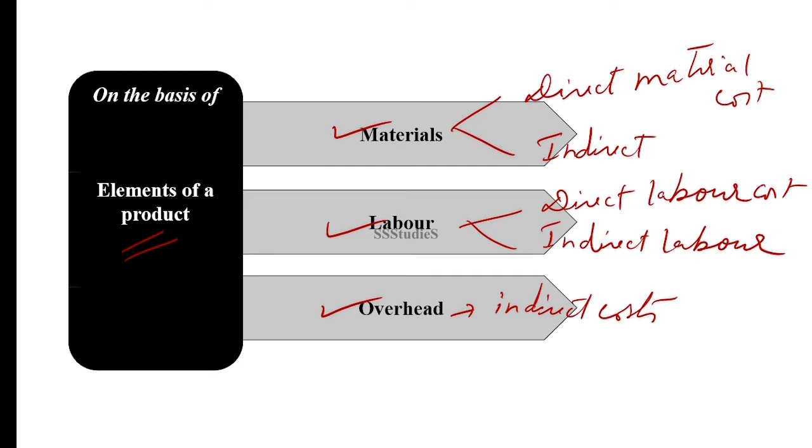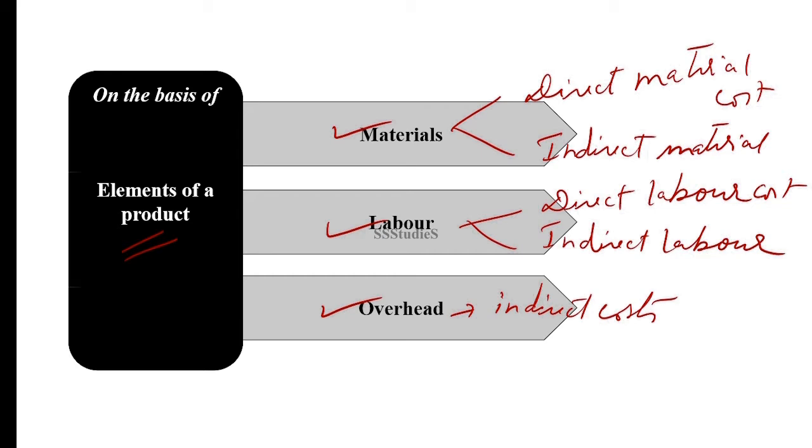Whereas in case of the nuts and bolts that are used, or maybe the gum, the oil, or the varnish that is used for the furniture, the paint that is used for the furniture, all this will turn out to be the indirect material costs.